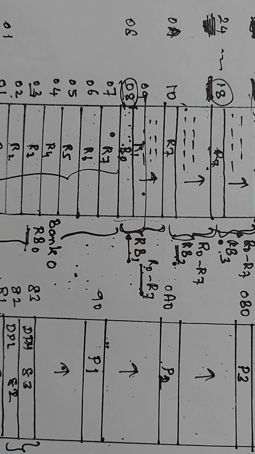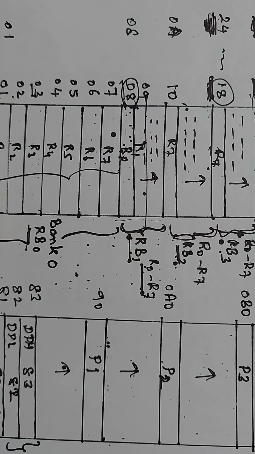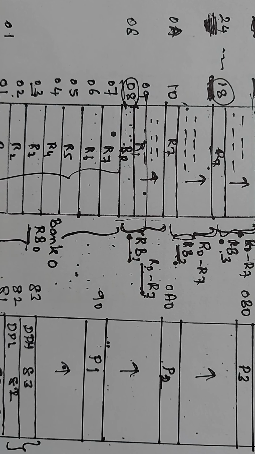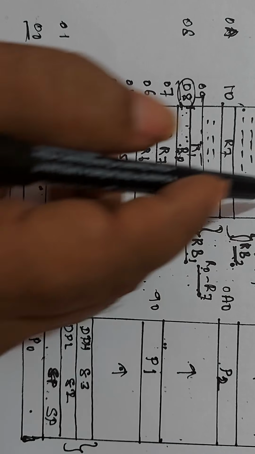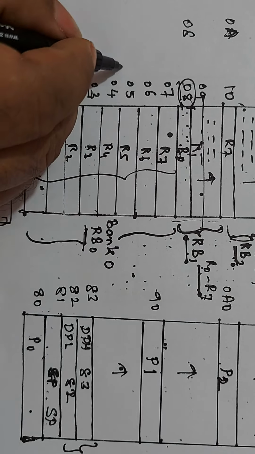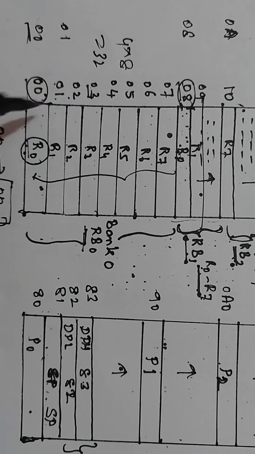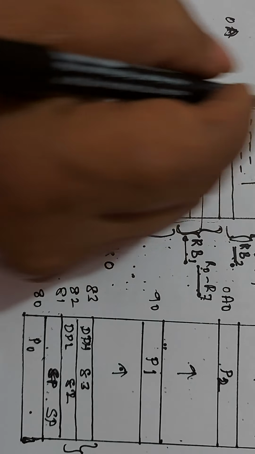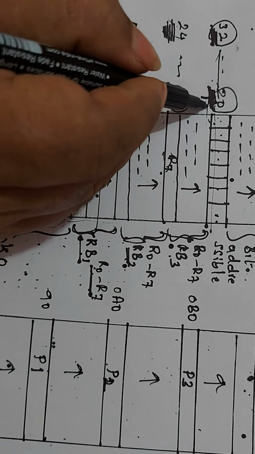Here you just remember that 00 to 7F are the byte addresses of totally 128 RAM locations, in which R0 to R7 in 4 register banks, that is total registers 8. 4 register banks is 4 into 8, that is 32. From 00 to 32 locations, that is from 00 to 19.